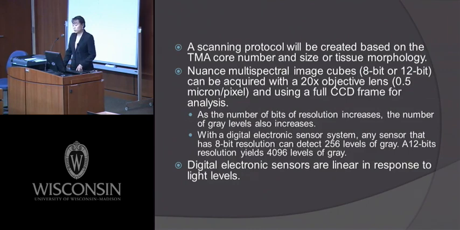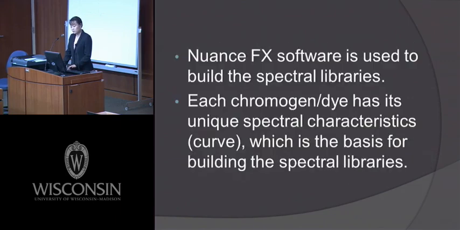Usually a scanning protocol will be created based on the TMA core number and size or tissue morphology. NUANCE multispectral image cubes are either 8 bits or 12 bits, using a full CCD frame for analysis. You can choose 8 bits or 12 bits. In general, 12 bits has a higher resolution. Digital electronic sensors are linear in response to light level, which is superior to human eyes. That's why we choose to use a morphometric system to do the analysis.